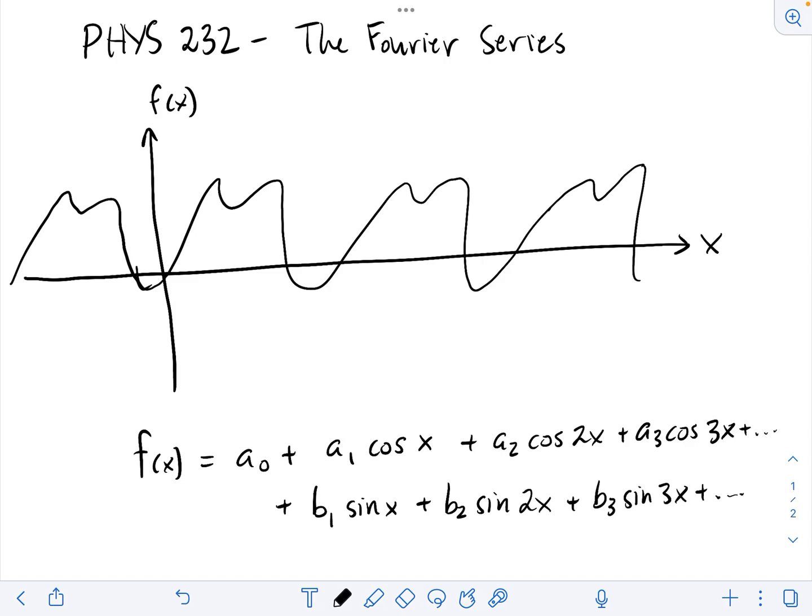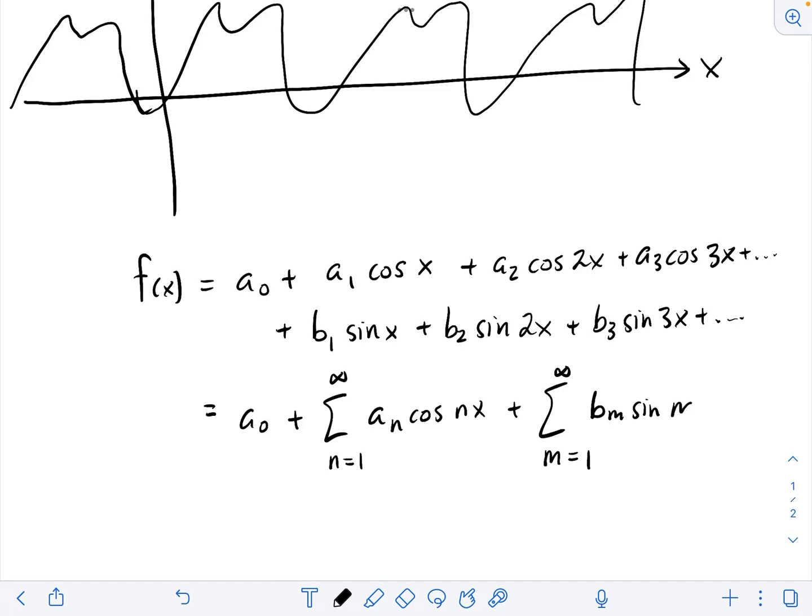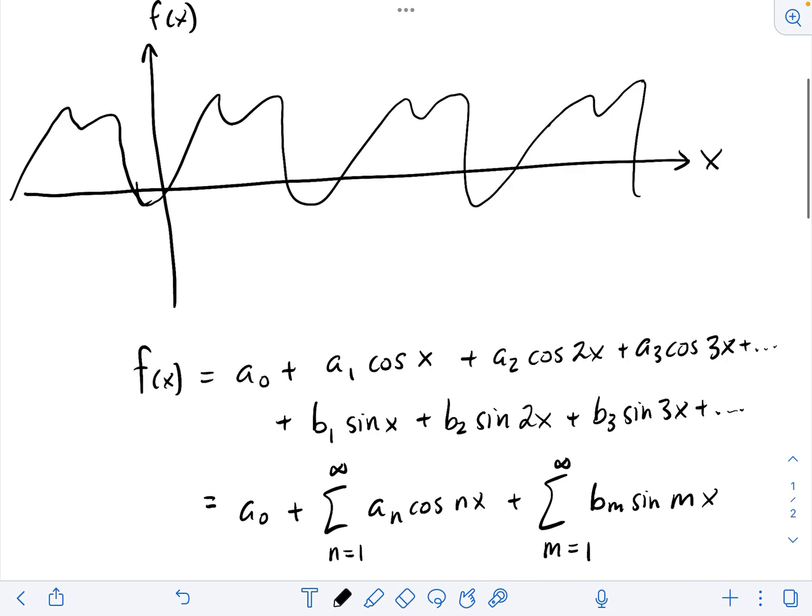Of course, we could write this a little more nicely as A0 plus the sum from n equals 1 to infinity of An cos nx plus the sum from m equals 1 to infinity of Bm sine mx. And what is the advantage of doing this? Let's suppose it's possible. Why would we want to do that?